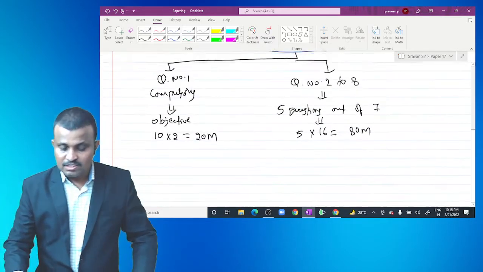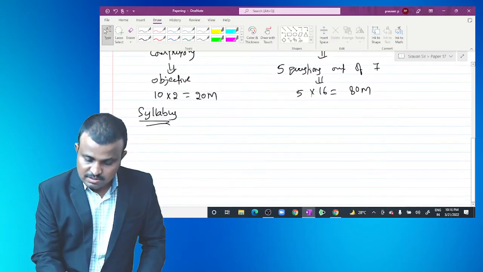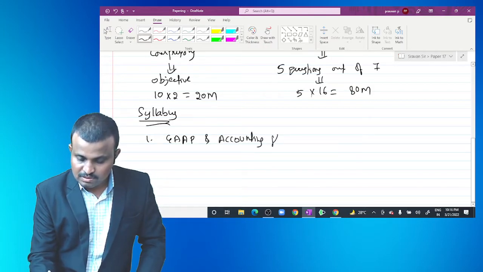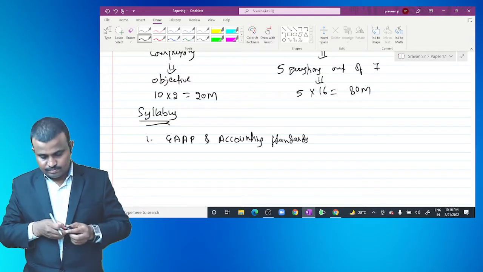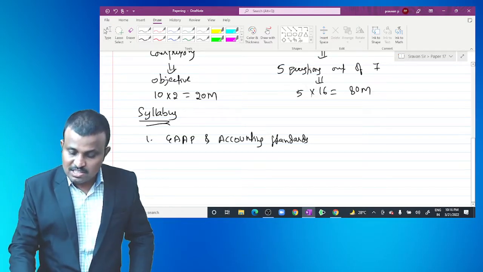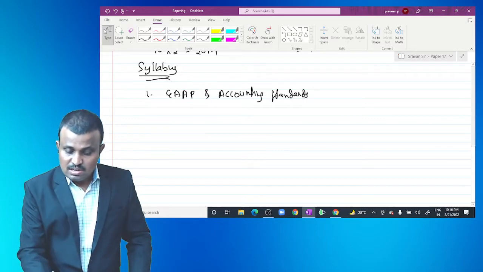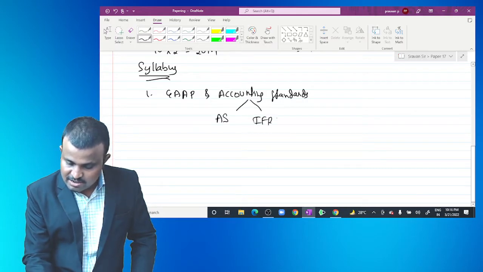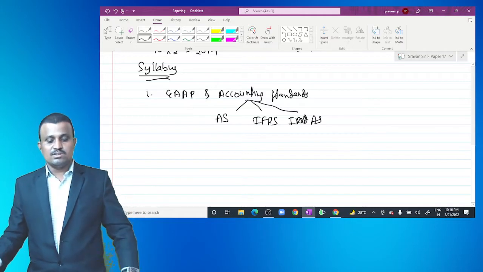Then coming to the syllabus, the first one is GAAP and accounting standards. GAAP is nothing but Generally Accepted Accounting Principles. Then coming to the accounting standards, we cover accounting standards and IFRS, along with Ind AS. These we are going to cover.